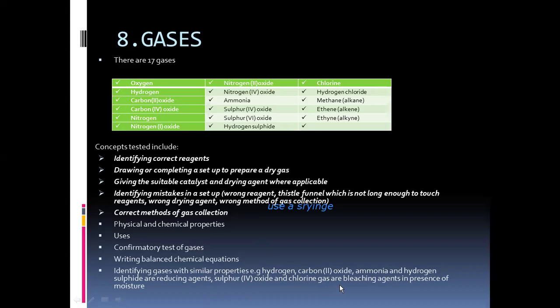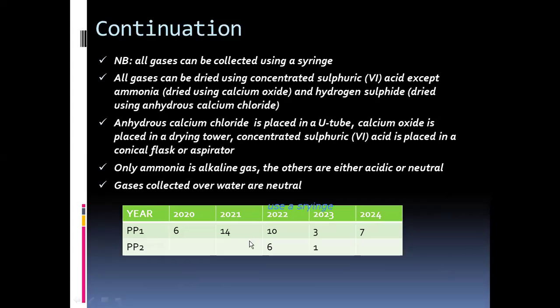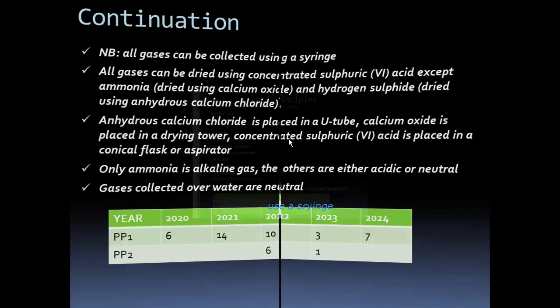But how do they differ? Sulfur 4 oxide bleaches through reduction, while chlorine bleaches through oxidation. So we need to master some of these properties. We continue. And these are very important points. You just need to master them.